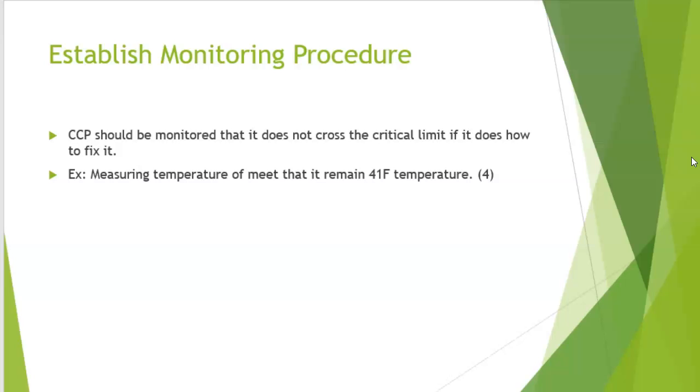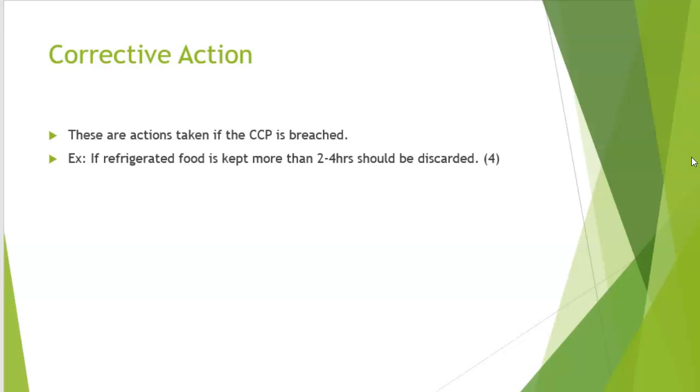Next is establishing monitoring procedures. The limit is 41 degrees Fahrenheit. How would I know that it's 41 degrees Fahrenheit? By using a thermometer. The next one is corrective action. For example, if meat was kept outside above the limit of 41 degrees Fahrenheit for 2 to 4 hours, the procedure says that we have to discard it.